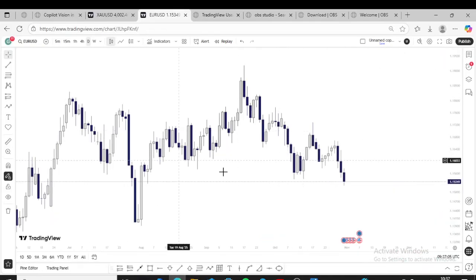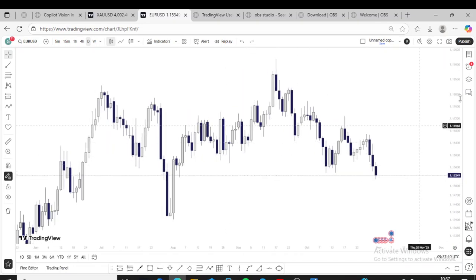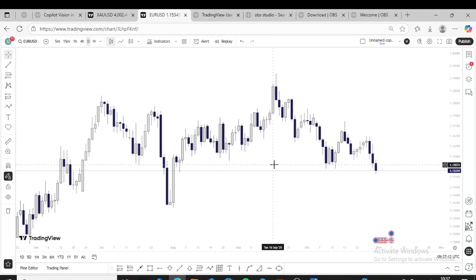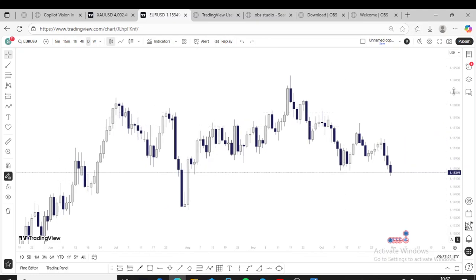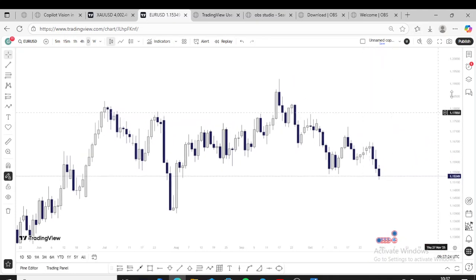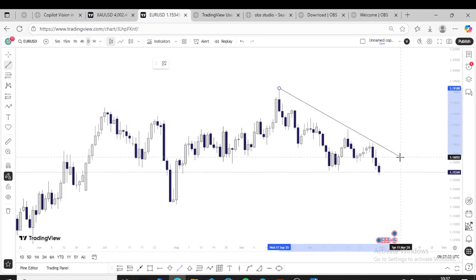Welcome to my chart. On the screen we have the EUR/USD chart. I want to do a quick price breakdown to anticipate what I'm going to be looking at next week. From what I can see, the EU is bearish. This is on the daily time frame.